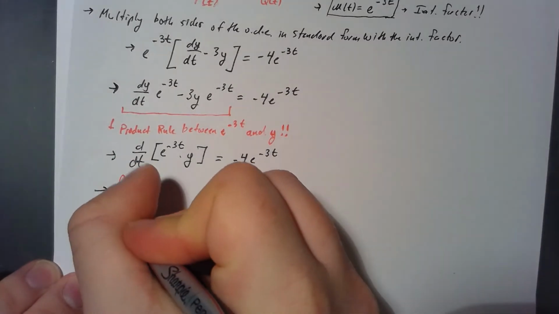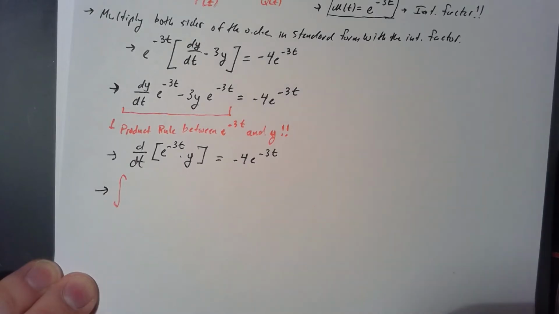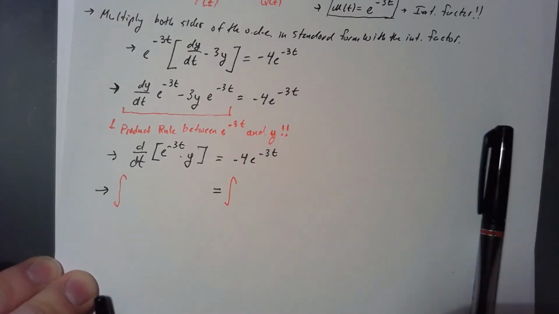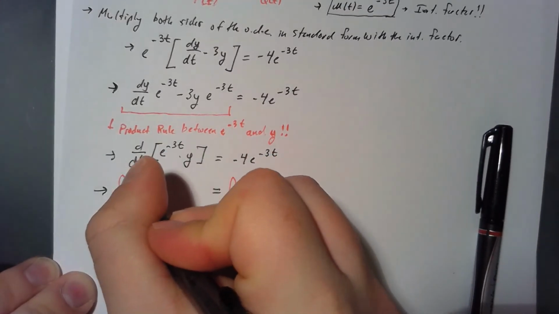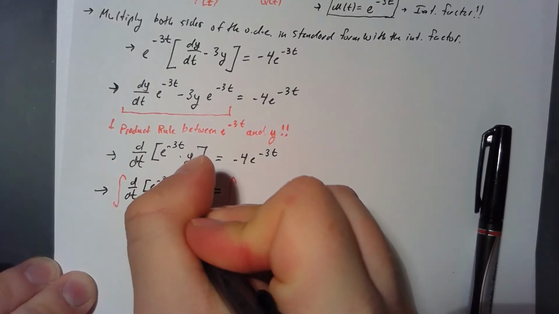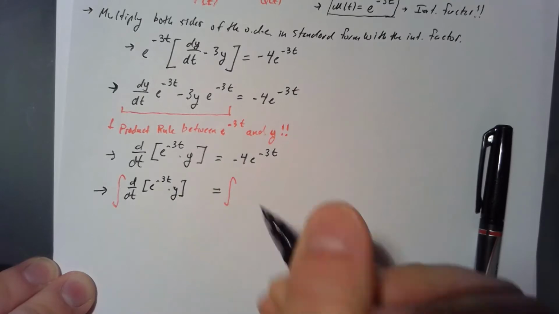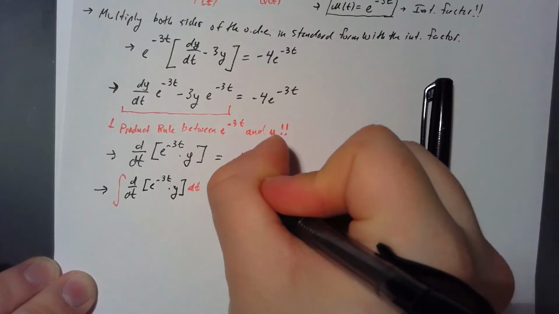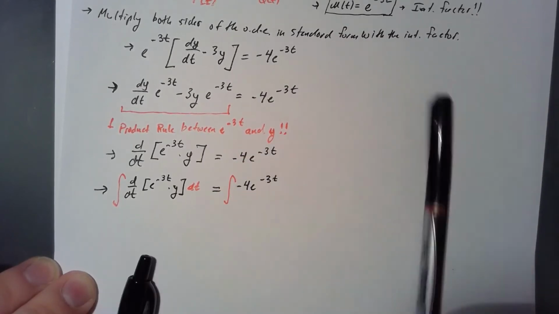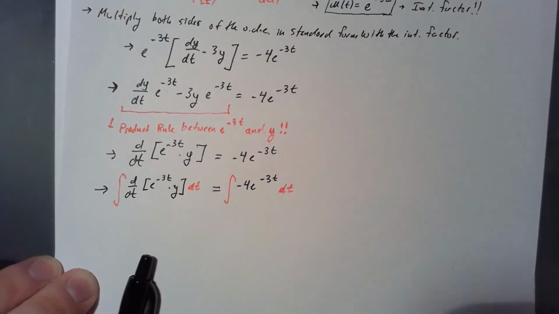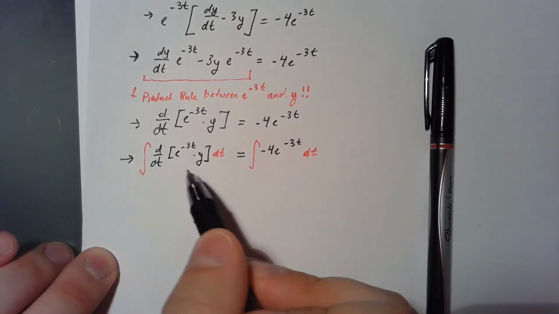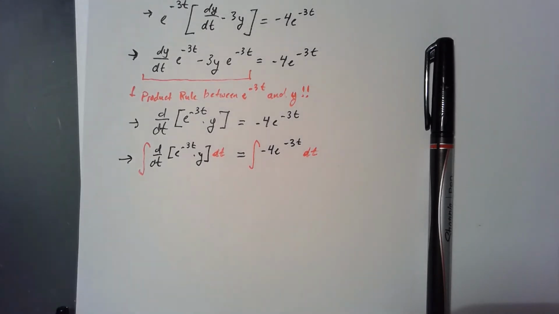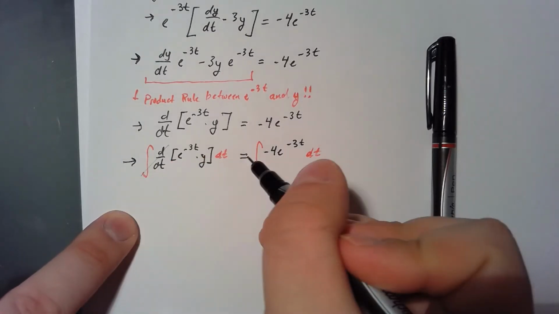Now I have the integral of both sides of my equation. So I have the integral of d/dt of e to the negative 3t times y, with respect to t, because it's an integral, and the integral of negative 4 e to the negative 3t with respect to t. I can integrate both sides, and what's going to happen here? The integral of the derivative cancels out. So this part cancels out.